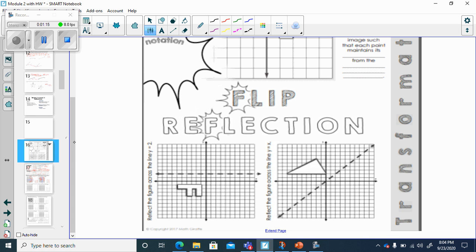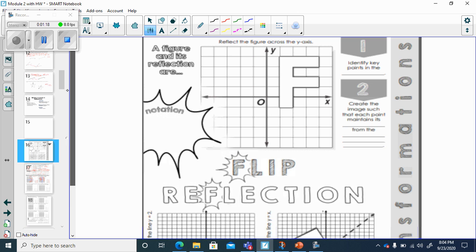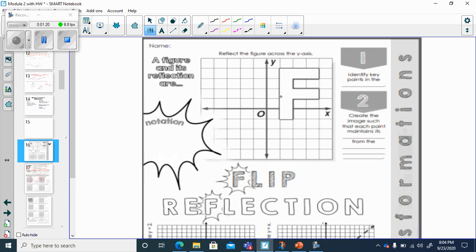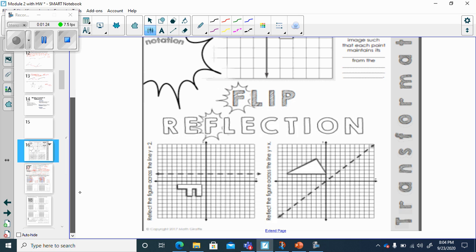There's no work for you to do on this particular page. It just tells you that a reflection is a flip. When we're dealing with reflections, we have a line of reflection. In this case, they were talking about using this as a line of reflection. We're only going to do the X and Y axis with what we're doing.